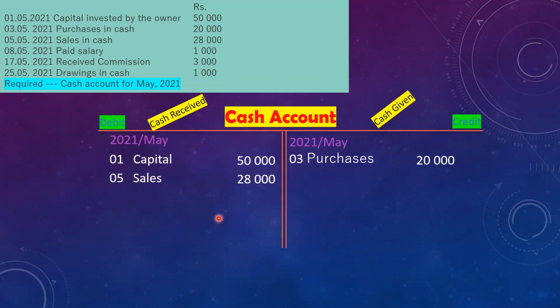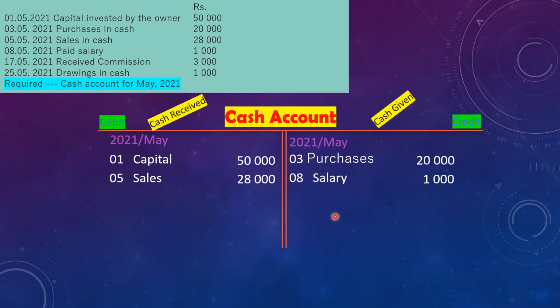8th of May. Can you tell me whether it comes in debit or credit? Quickly send your answer. Come on, my dear intelligent students. Well done. Very good. Keep it up. You did a great job. It's credit side because we paid salary. Paid means we are giving money. Cash given. Given to be credited. So cash account credit 1,000.